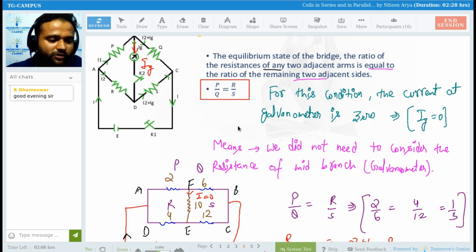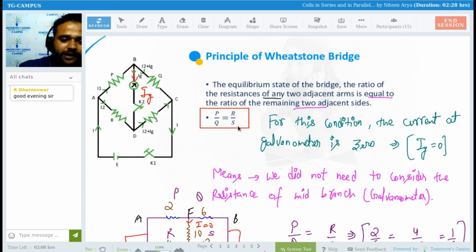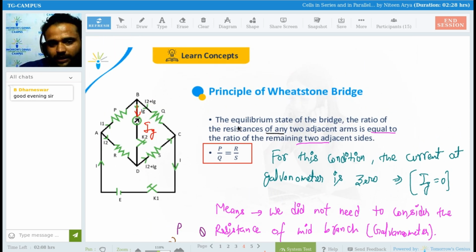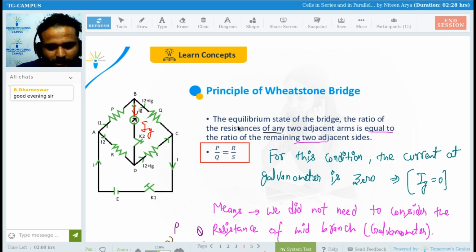Why should I use the word maybe? Because in the question, either they give the length and two resistances and we need to find another length, or we have two lengths L1, L2 and resistance R1, R2, and from one resistance we need to find the second resistance. Is this clear?